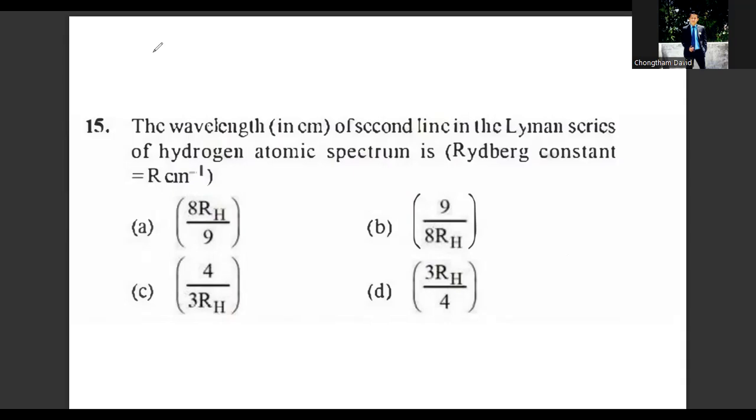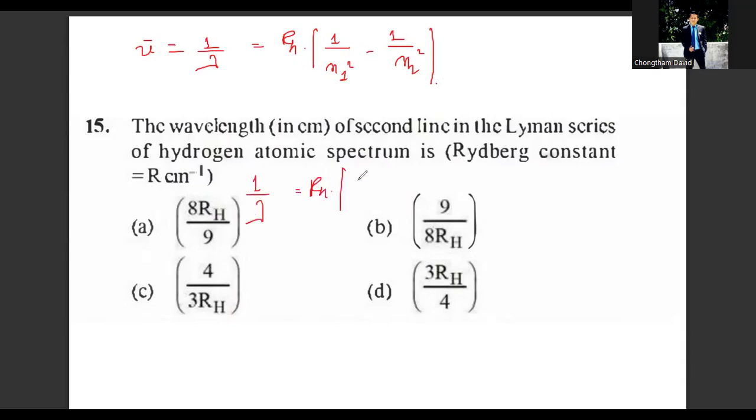which is given as wave number equals 1 by lambda equals Rydberg constant for hydrogen times 1 by n1 square minus 1 by n2 square. For the second line in the Lyman series, n2 equals 3. So 1 by lambda would be R_H times 1 by 1 square minus 1 by 3 square. So the answer would be 1 by 1 minus 1 by 9, which is 8R_H by 9. So A would be the answer for question number 15.